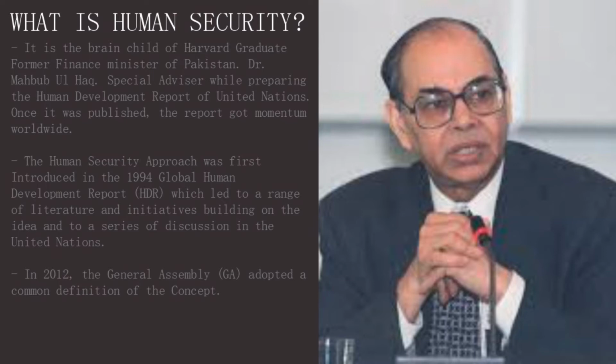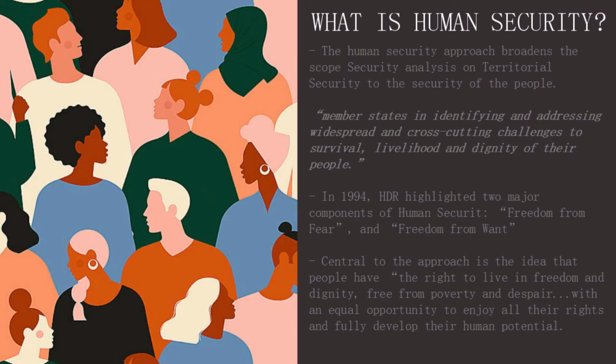The human security approach was first introduced in 1994 in the Global Human Development Report, more commonly known as the HDR, which led to a range of literature and initiatives building on the idea and to a series of discussions in the United Nations. In 2012, the General Assembly, or GA, adopted a common definition of the concept. The human security approach broadens the scope of security analysis and policy from territorial security to the security of the people. The 2012 GA resolution stresses the role of member states in identifying and addressing widespread and cross-cutting challenges to survival, livelihood, and dignity of their people.